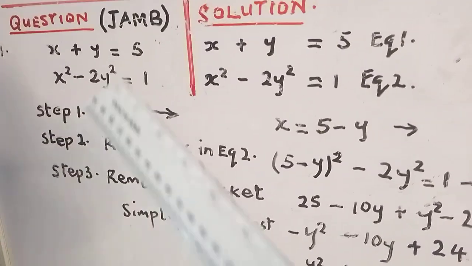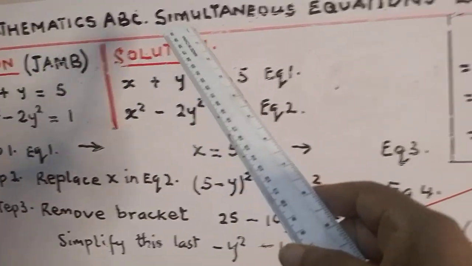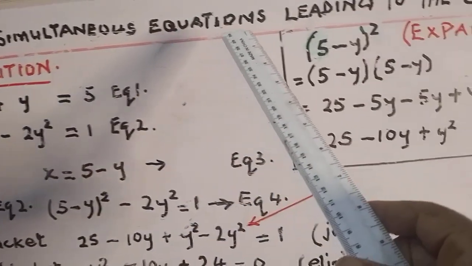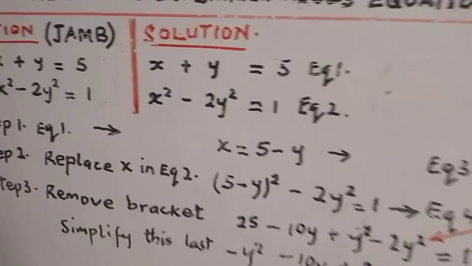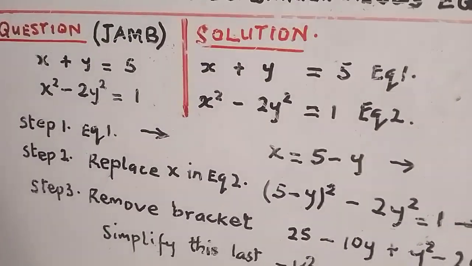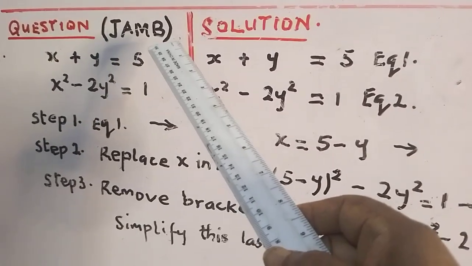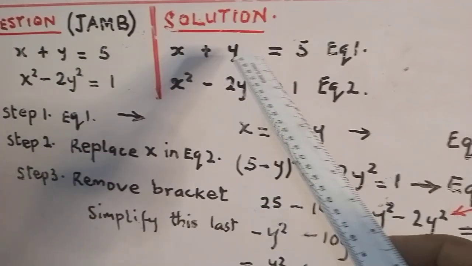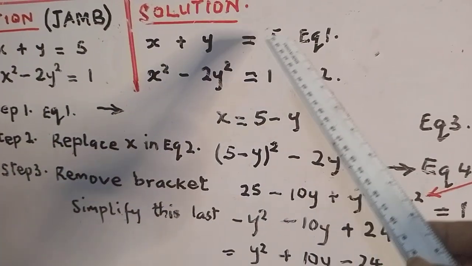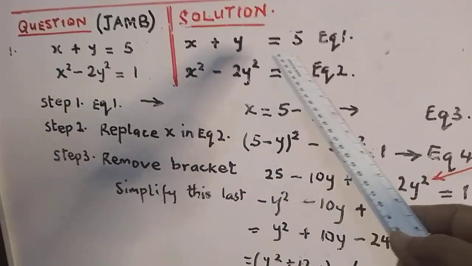Okay, so we have simultaneous equations leading to the quadratic. This is the equation from a JAMB question, copied from the JAMB question paper. Transfer it here, like we say, copy down. This is equation 1, this is equation 2. It's the same thing here, just copy down.